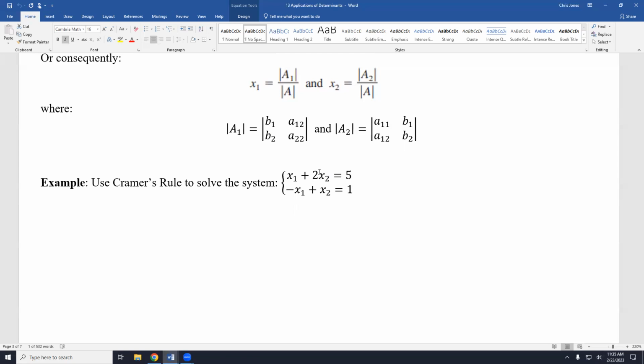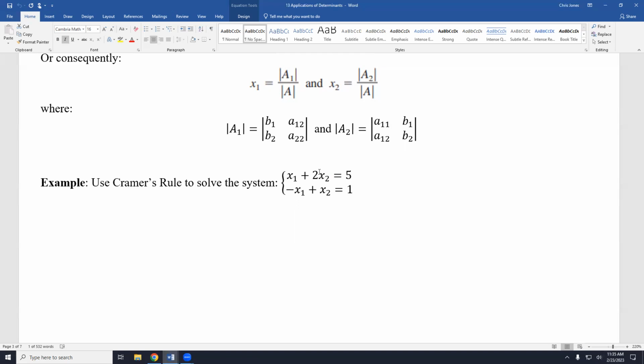So we need A1, which is equal to B1, B2, so that's 5, 1. And then A12, A22, okay? So that's going to be first row, second column, 2, 1.